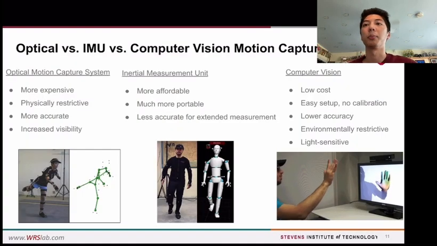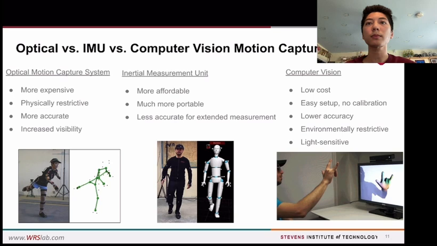And in summary, to compare and contrast the three big types of motion capture, optical motion capture, while it is more expensive and physically restrictive, gives data that is much more accurate, with increased visibility. The idea is that you have to have an entire dedicated room just to motion capture with all the cameras in the setup.